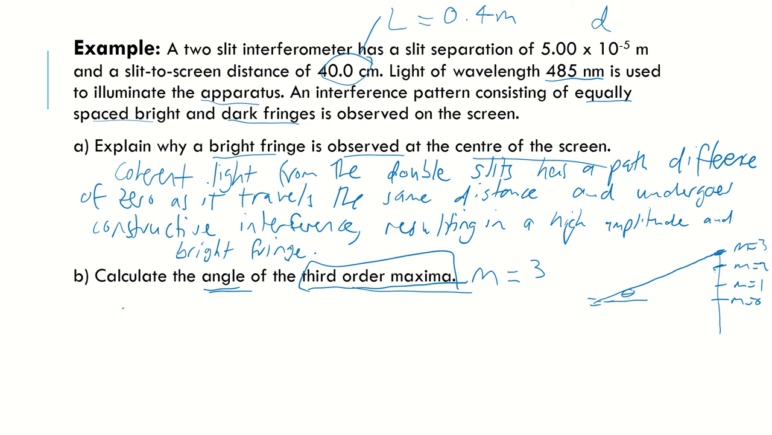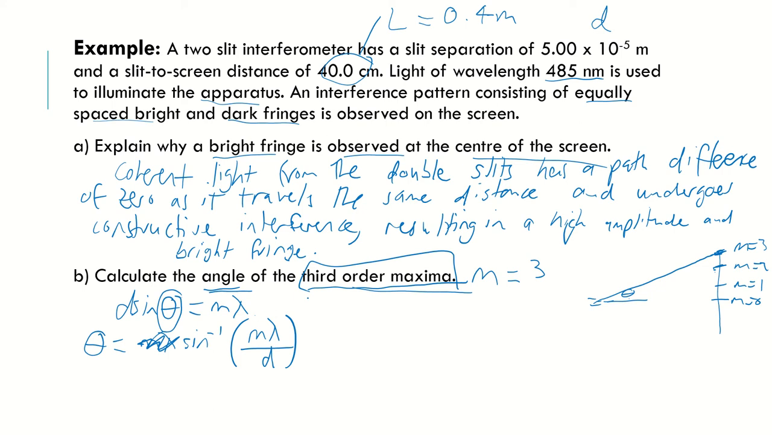So our choices of equations, we've got d sine theta equals m lambda, and we want to find this angle here. So to rearrange this equation for theta, we need to divide both sides by d, and then take the inverse of sine of both sides. So we're left with theta equals, sorry, I should do sine to the minus 1 first. Sine to the minus 1 of m lambda over d. And we have m, which is 3. We have lambda, which is, do we have lambda? Oh yeah, the wavelength of light. And we have d, our slit separation.